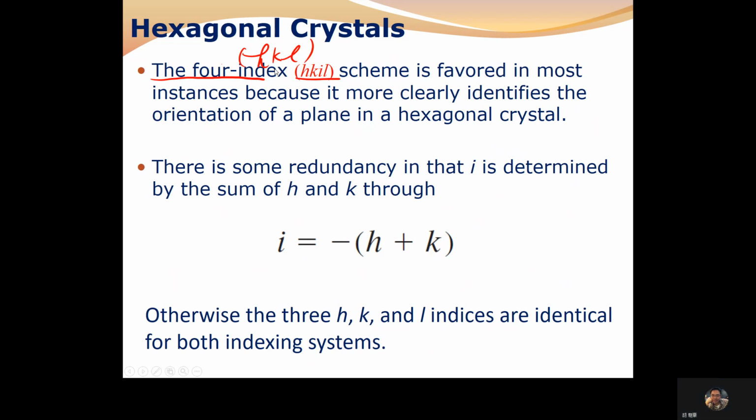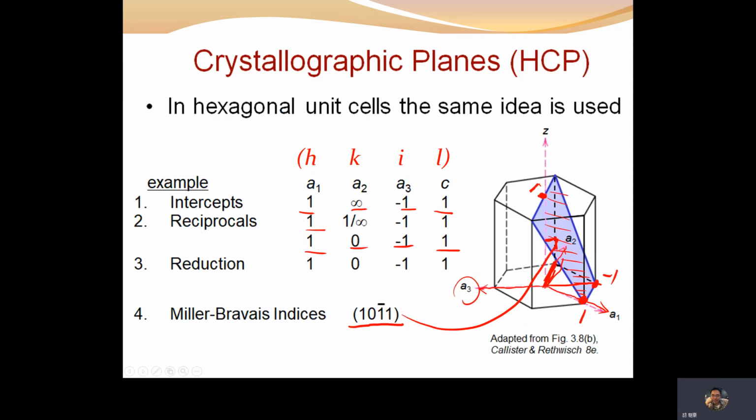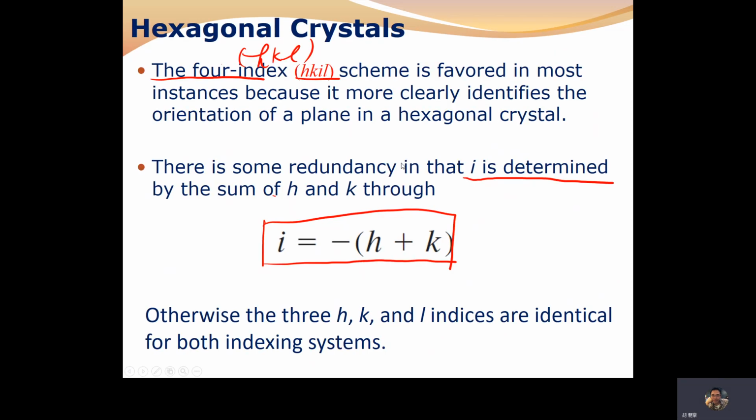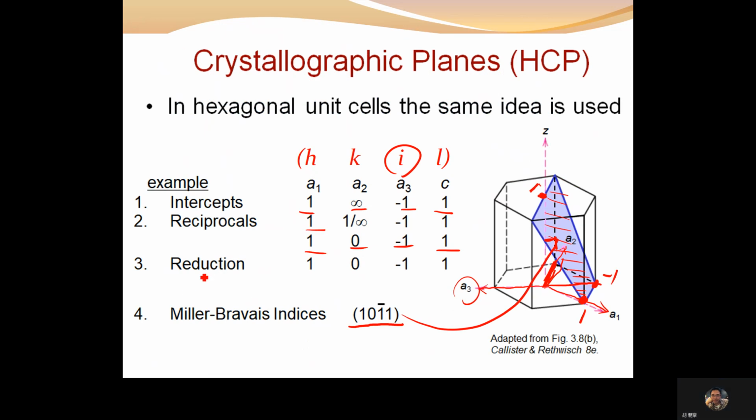And there's some redundancy in that the I can be determined by the sum of H and K through this equation. Therefore, we can find the intercept on this 4th axis, this is the I right here. And I equals minus (H plus K). Therefore, I equals minus (1 plus 0), so it's minus 1. So this one is the same as this one. This is the other way to find the value I.